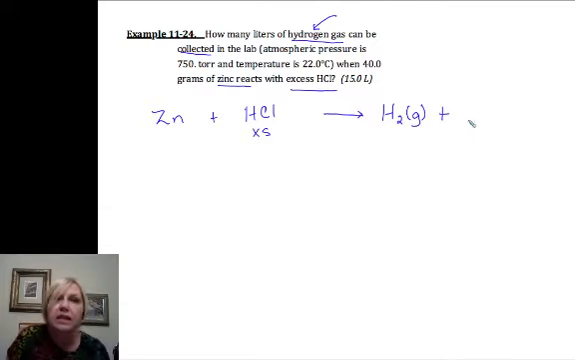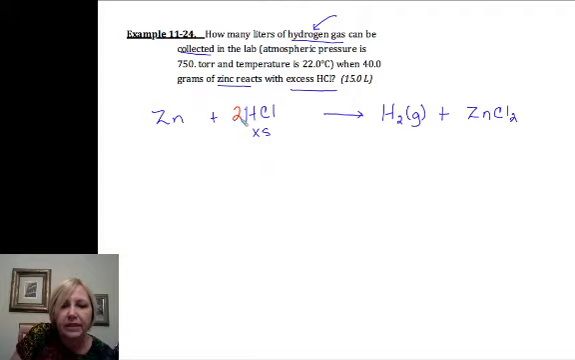Now, based on a couple of units ago, you should be able to recognize this as a single replacement, and zinc's going to steal chloride and make zinc chloride. Now, I've got to balance that, and there we go. We have our balanced equation, and that's a critical part to doing stoichiometry. Now, let's write our givens underneath.